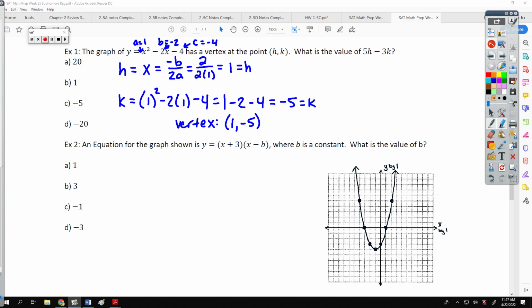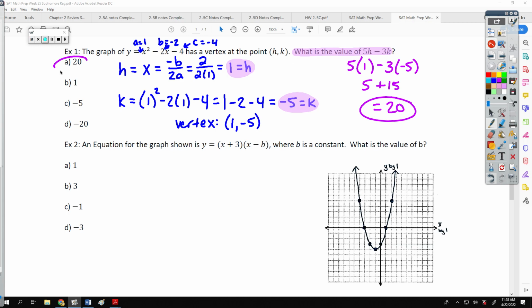But we are far more interested in the values of h and k, because the question that's asked is, what is the value of 5 times h, which is 1, minus 3 times k, which is negative 5. That would be 5 plus 15, or 20. So the answer to the question is A, 20.